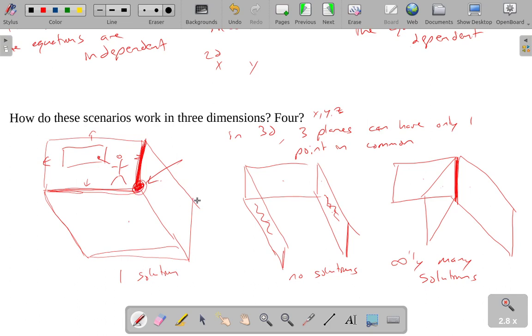But it's entirely possible to still have these same 3 scenarios. We could have exactly one solution. We could have no solutions because maybe something just doesn't work there. Or we might have infinitely many solutions. These are certainly not the only ways that these could happen. These are just some examples of one way they could.